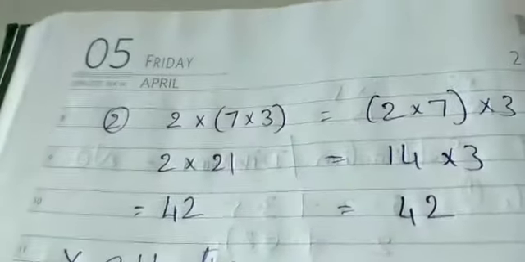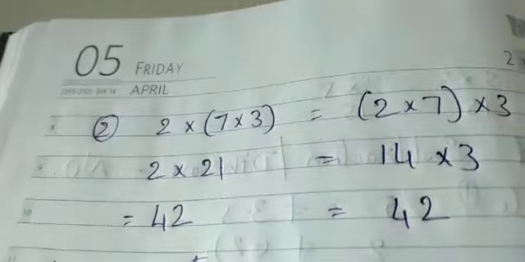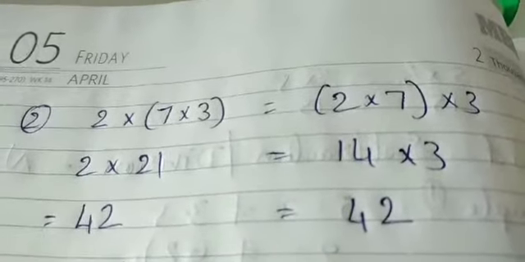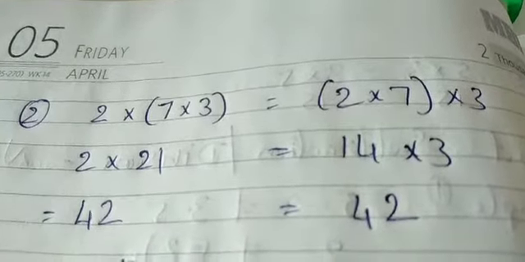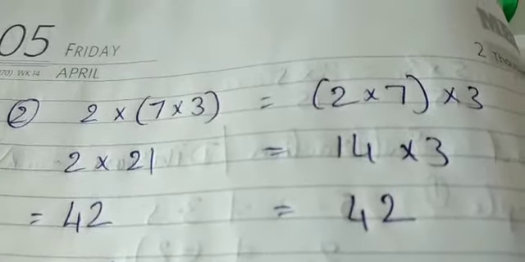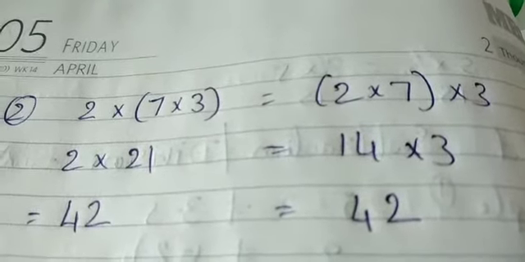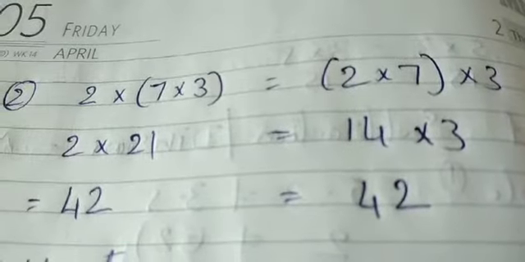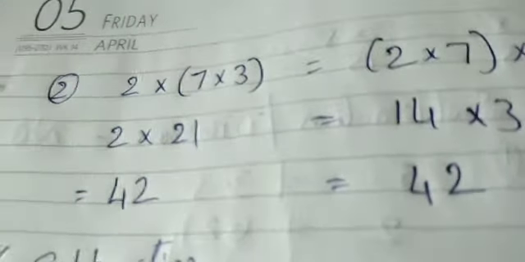Same way, we can calculate the product of 3 whole numbers. You can see I have taken the same numbers. You can take an example of any whole numbers, right? So 2 multiplied by 7 multiplied by 3. First I have multiplied 7 and 3. 7 3s are 21. Then 2 multiplied by 21 gives you 42.